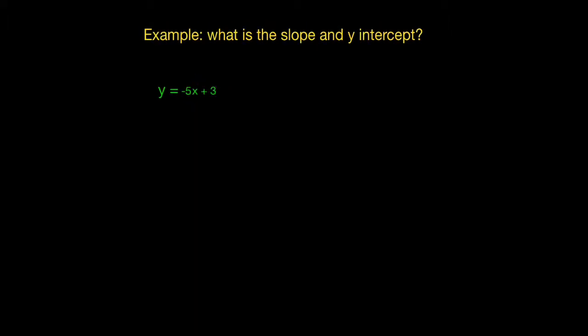Alright, let's take a look at this one. What is the slope and what is the y-intercept of this? So again, your slope is the number that's attached to x, and then your y-intercept is the number that is not attached to any variable. So here m is -5 and b is equal to +3.